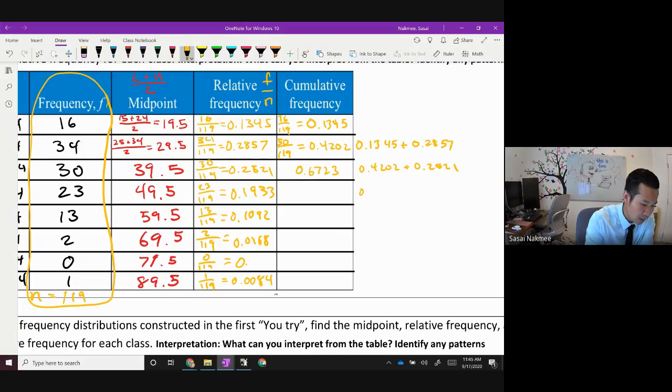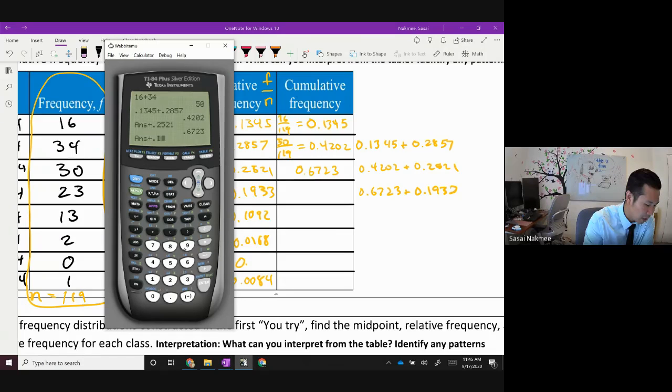So the next one would be 0.6723 plus the next number, which is 0.1933. Plug that into the calculator. 0.1933. Give me a second, I messed up.